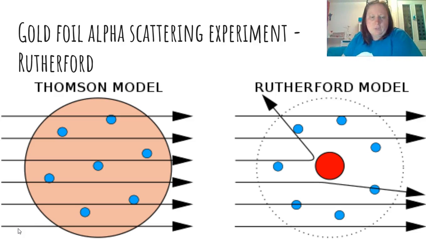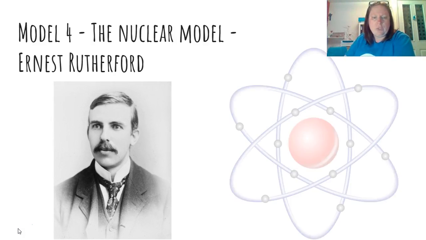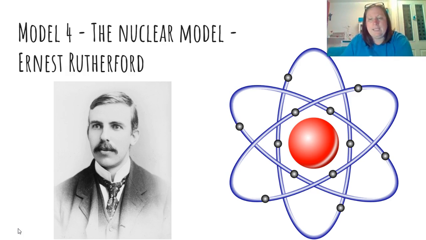Because a few of the alpha particles were deflected back, the scientists reasoned that there must be a concentrated mass in the center of the atom, which was the nucleus. This nucleus must also have a positive charge because it repelled the positive alpha particles. Positive and positive repel. They also realized that because a lot of the particles did pass straight through, the atom must be mostly empty space.